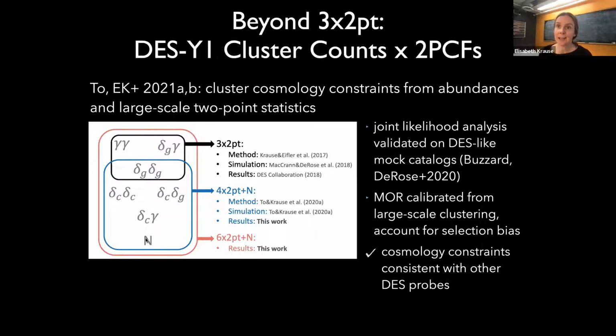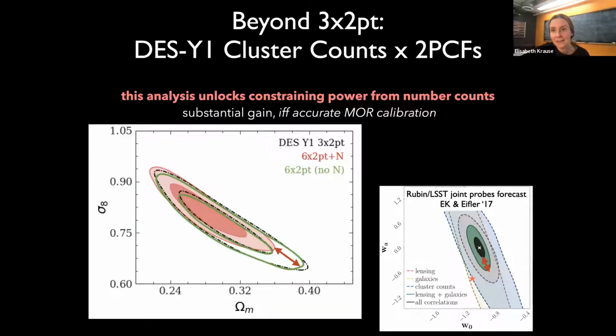mass-observable relation entirely through large-scale clustering, not small-scale weak lensing, which makes it much easier to account for selection biases. In the end, we find cosmology constraints that are consistent with other DES probes. The important point here is that this analysis now allows us to consistently include the constraining power from number counts, which is a qualitatively different probe than the various two-point statistics.